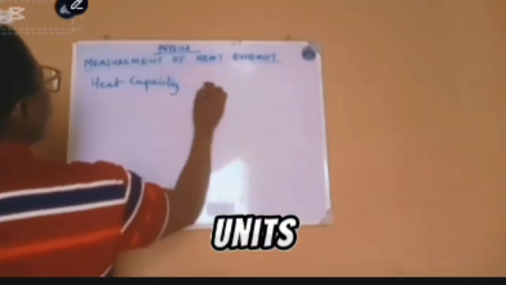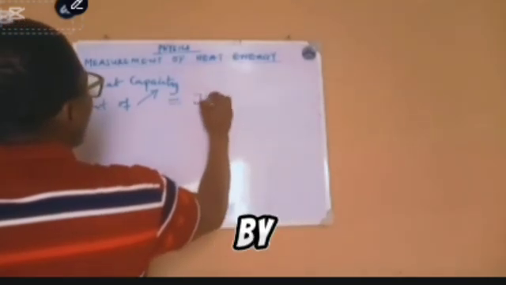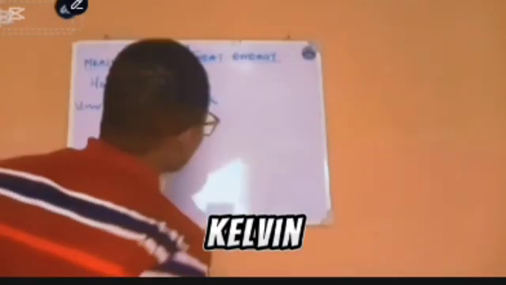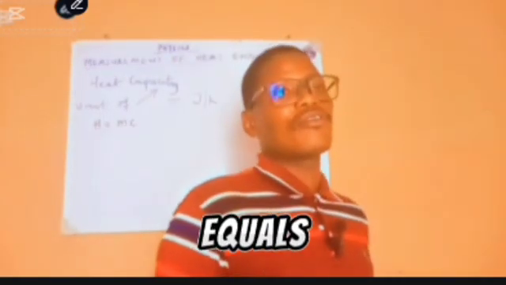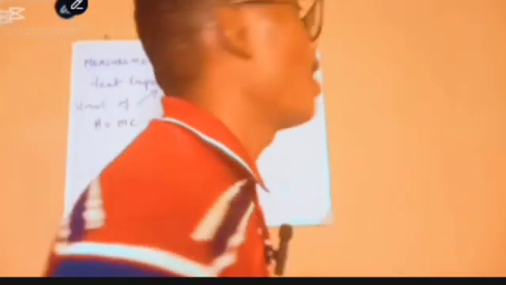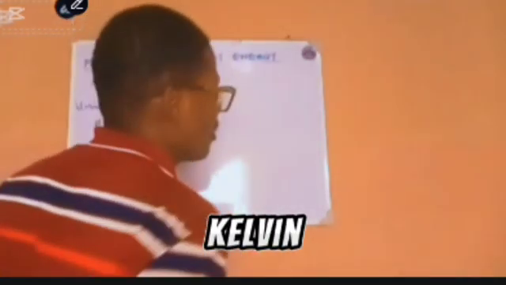So the unit of heat capacity is what? Joules per what? Kelvin. And the formula for heat capacity is H is equals to MC. So if H is equals to MC and the unit is joules per Kelvin, let's see how they derive the unit to be joules per Kelvin.